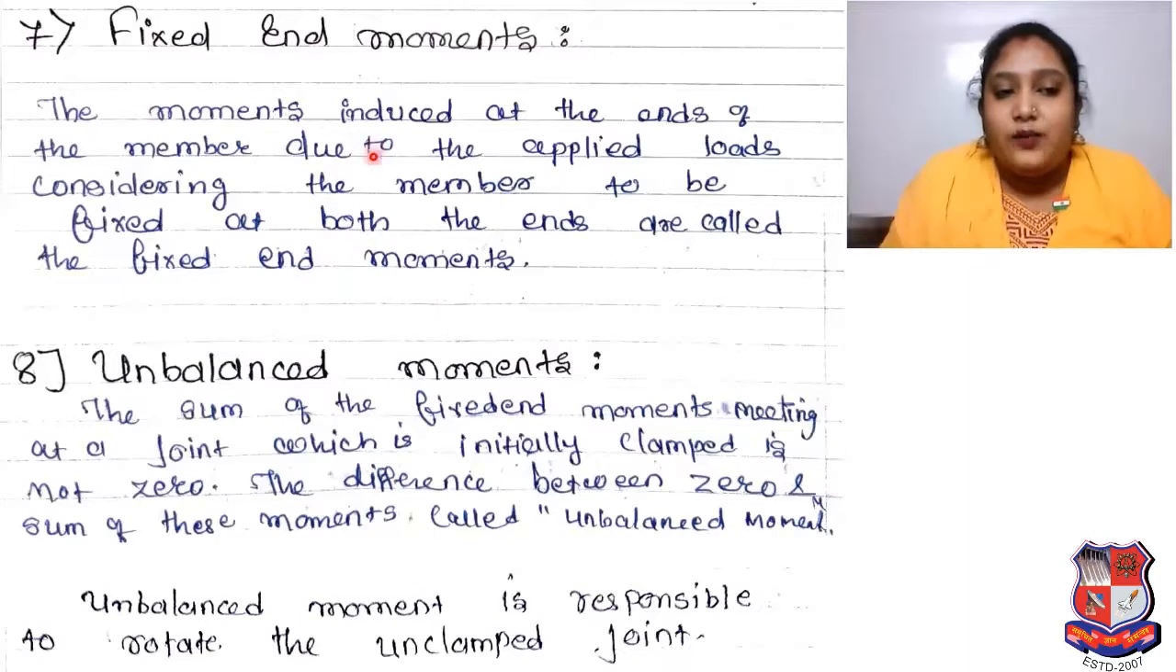It is very simple. Now the unbalanced moment, please focus over here, it is a little different. The sum of the fixed end moments meeting at a joint which is initially clamped is not zero. The difference between 0 and the sum of these moments is called the unbalanced moment. This term is very useful because whenever an unbalanced moment is there, we have to make it balanced. The unbalanced moment is responsible for rotating the unclamped joint.